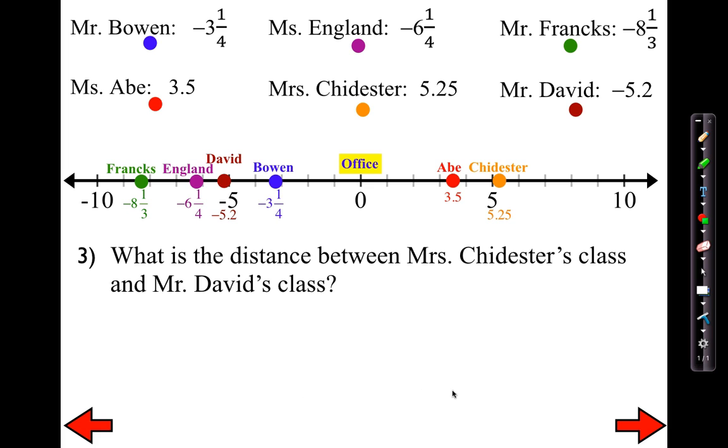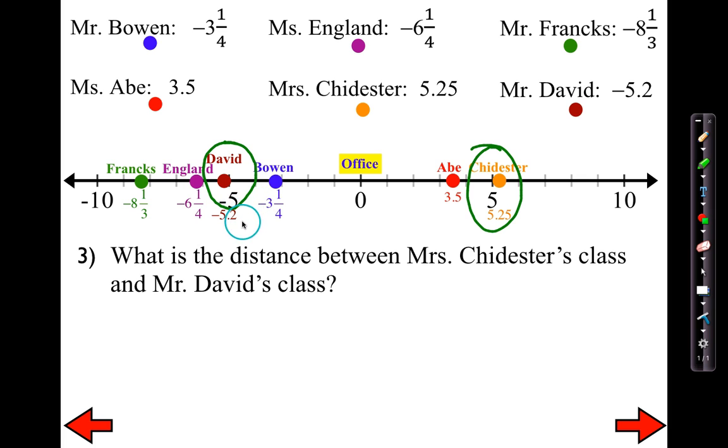Next question, what is the distance between Miss Chidester's class and Mr. David's class? So here we're looking at Mr. David's class and Miss Chidester's class. Once again, we're going to find the distance between the two by taking the absolute value of the difference of the two numbers.